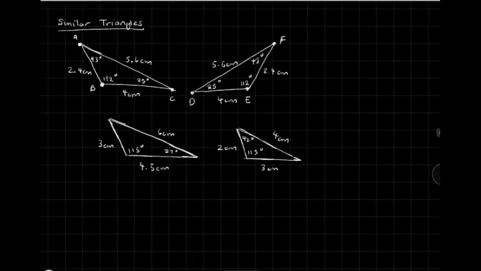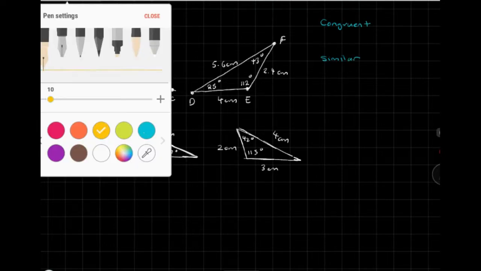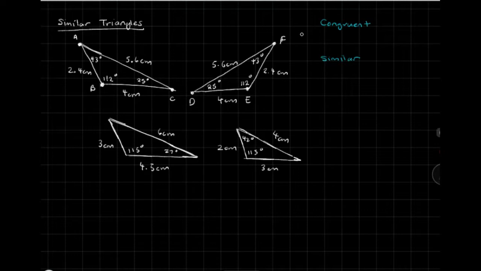Alright, let's take a look at some relationships between triangles, and the types of triangles that I'm going to be looking at are the difference between congruent triangles and this notion of similar triangles. Okay, so let's take a look at defining congruent. If two or more triangles are congruent, they basically have the same angles and they have the same side lengths.